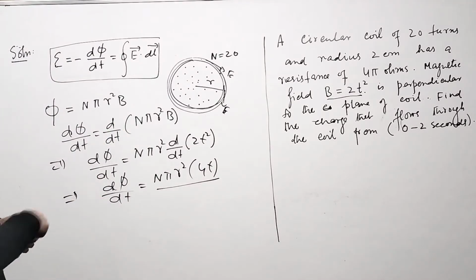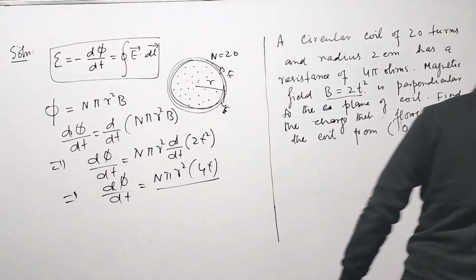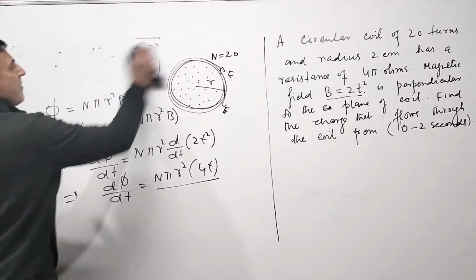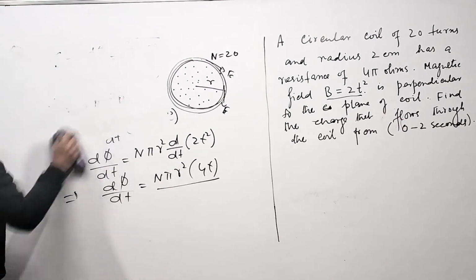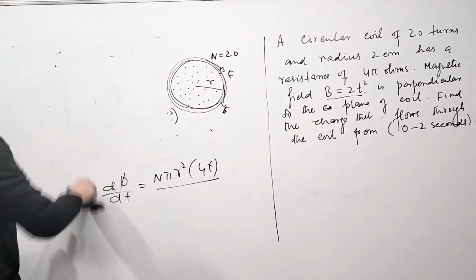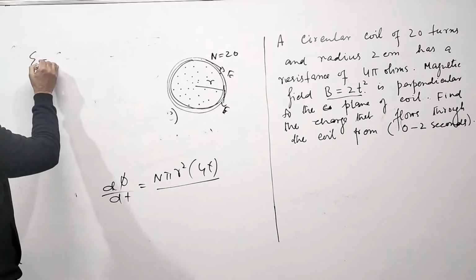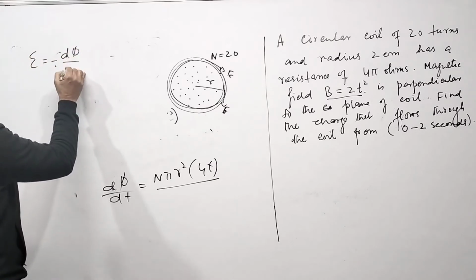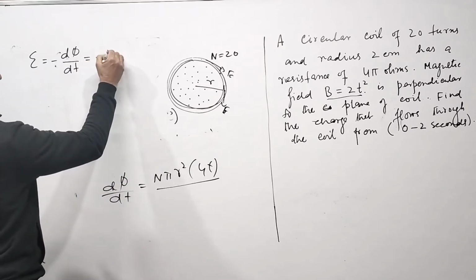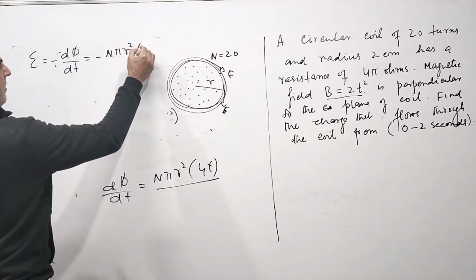But we know induced EMF is equal to d phi by dt. How much is the induced EMF now? How much is the induced EMF? Induced EMF E equal to minus d phi by dt, that's equal to minus N pi r square times 2t.